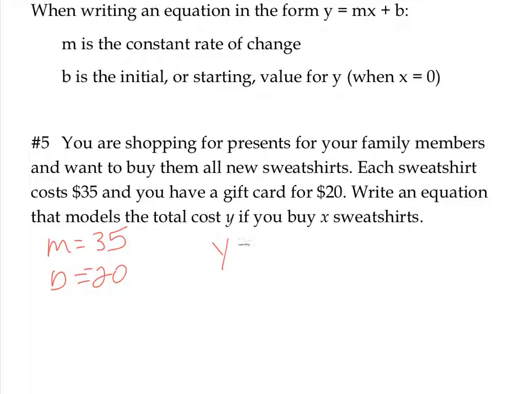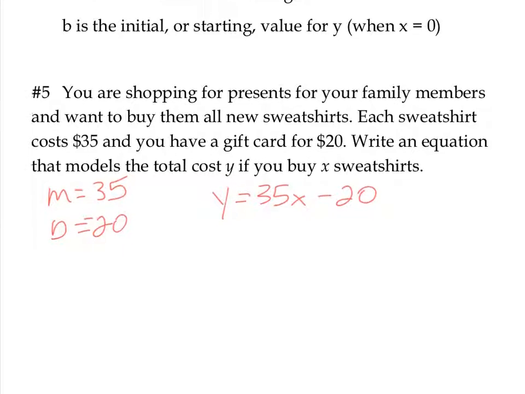Our total cost is going to be $35 for every sweatshirt. If we buy 2 sweatshirts, it'd be 35 times 2. If we buy 10 sweatshirts, it'd be 35 times 10. But we also are going to take away $20 from our total cost because of the gift card. The gift card's taking 20 away from the total cost. So that would be our equation that would model that situation.